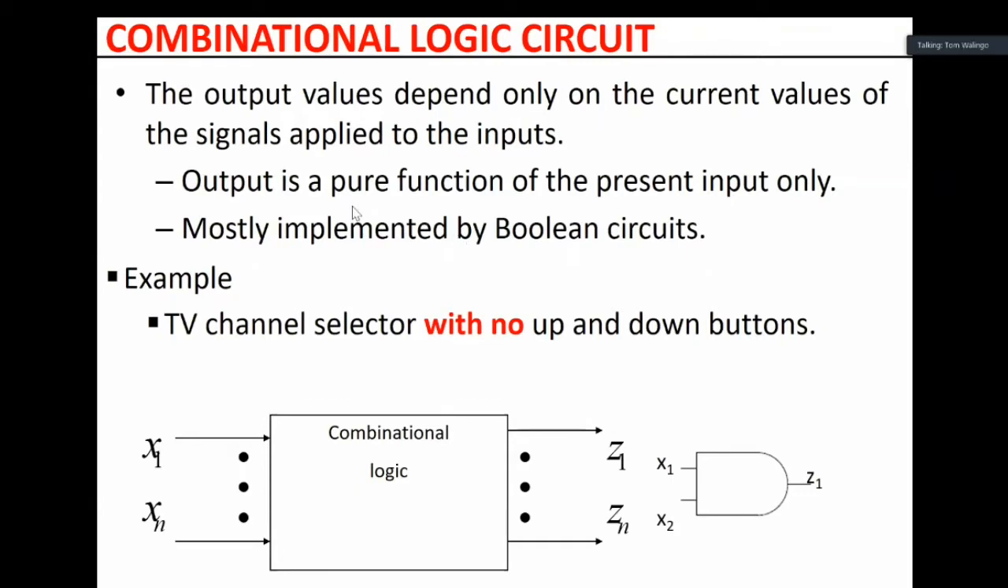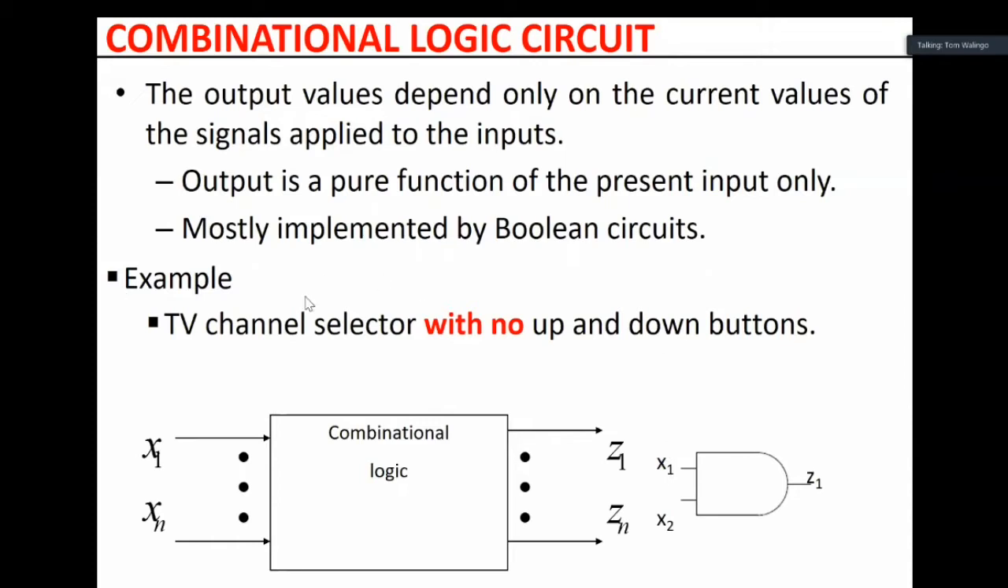Now, a combinational circuit, as being shown here, the output depends only on the current inputs. What is a combinational circuit? It's an electronic circuit whose output depends on the current values of the signals applied to the inputs. It doesn't matter the previous order. Look at this gate. This is the output, this is the input. If you have 0 and 1 here, the output will be 0. It doesn't matter what was there before.